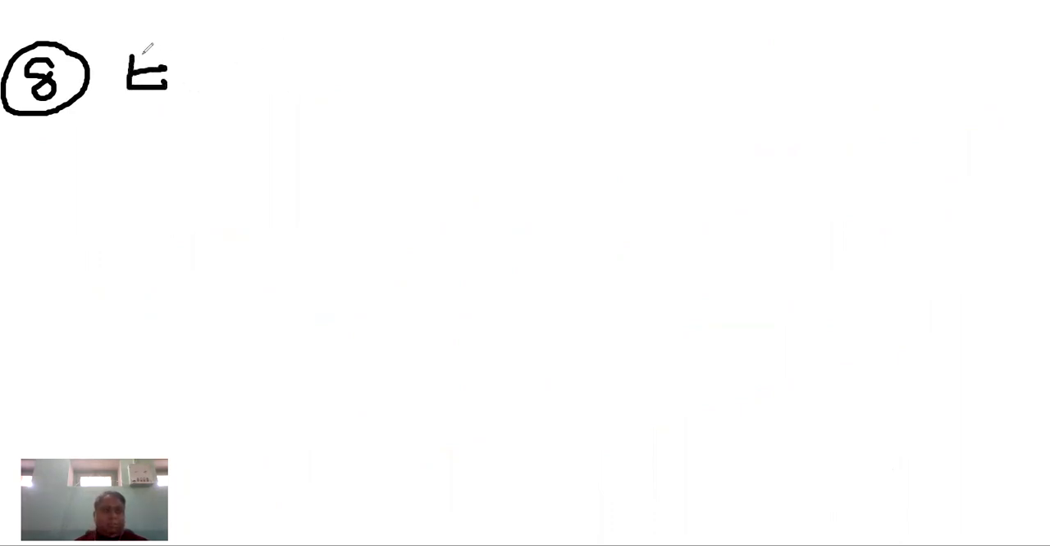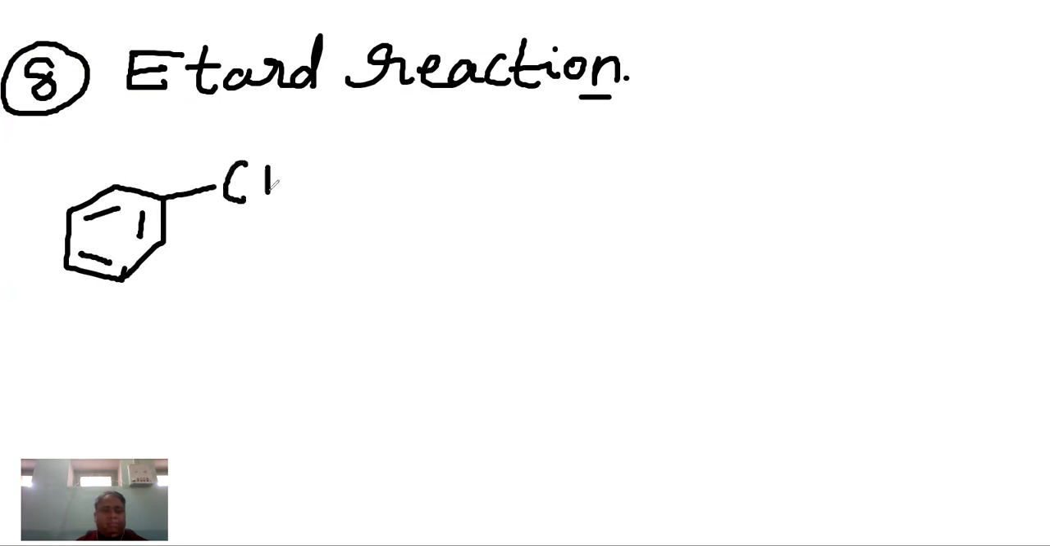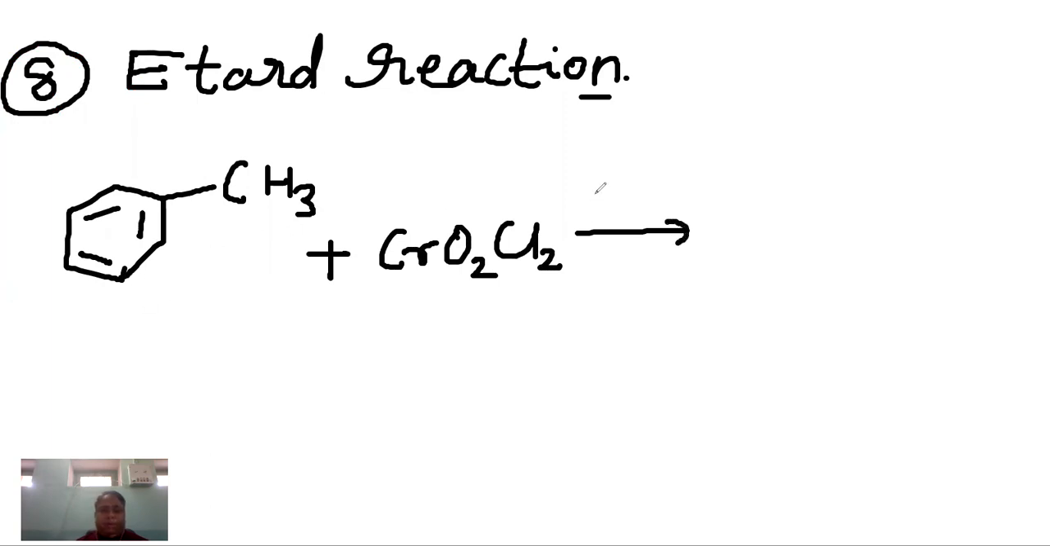Etard reaction. In this, we take toluene and we make it react with chromyl chloride, CrO2Cl2. You know that chromium compounds are good oxidizing agents. And to dissolve this organic compound, we take an organic solvent, carbon disulfide. It is just an organic solvent, or rather, we can say a covalent solvent.